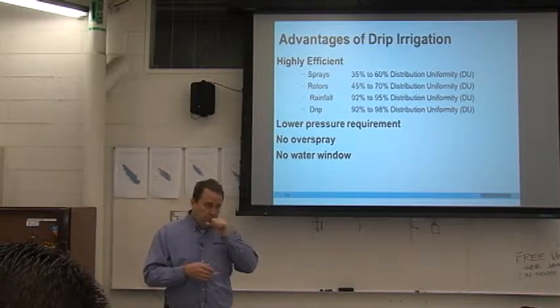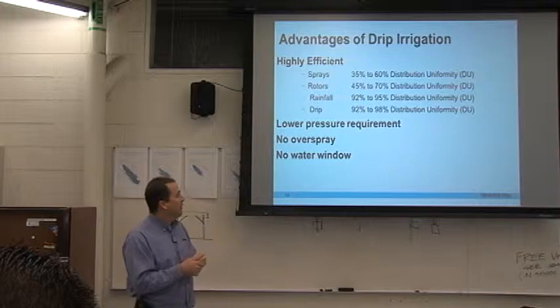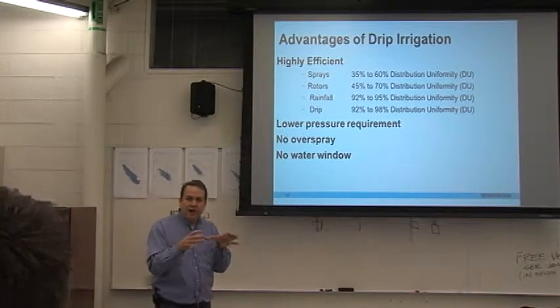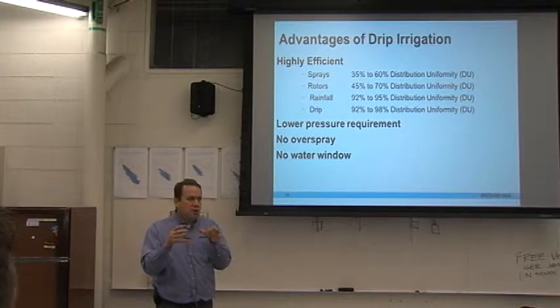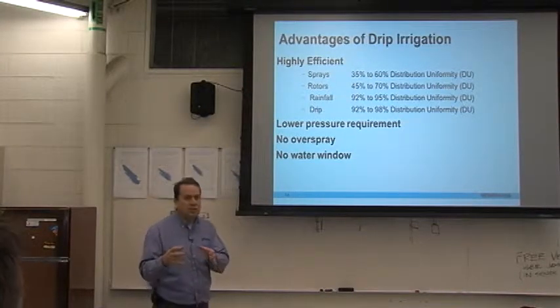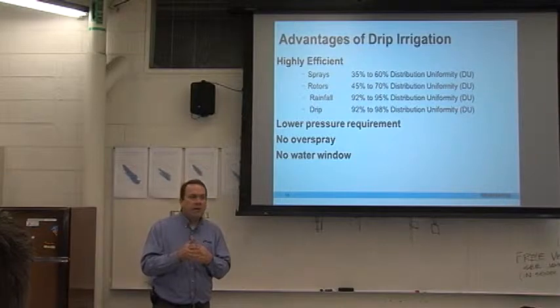So if we take a look at this, and we look at the low end of drip and the high end of a spray head, if we were to convert a spray head system to a drip irrigation system, we should realize 32% water savings immediately without doing anything else, just by not throwing the water in the air and the runoff. Okay, does that make sense? Any questions about that?